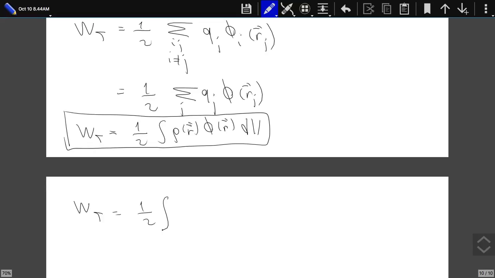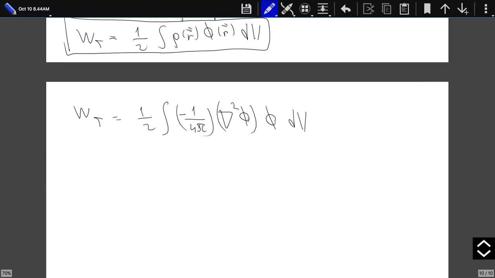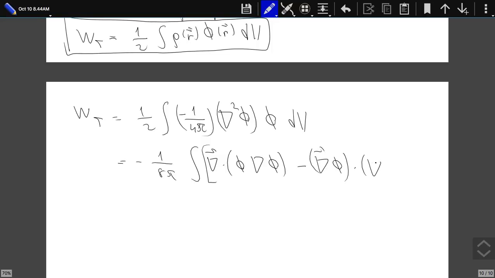It is just the electrostatic potential. So I can write the charge density in terms of the electrostatic potential as minus 1 over 4 pi Laplacian of phi, multiplied by phi dV. This is equal to minus 1 over 8 pi. Let me write it: the divergence of phi times the gradient of phi, minus the gradient of phi dotted with the gradient of phi.